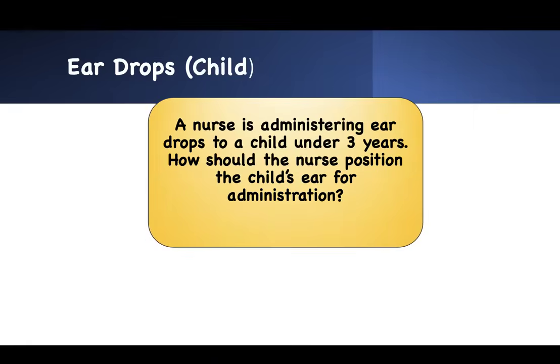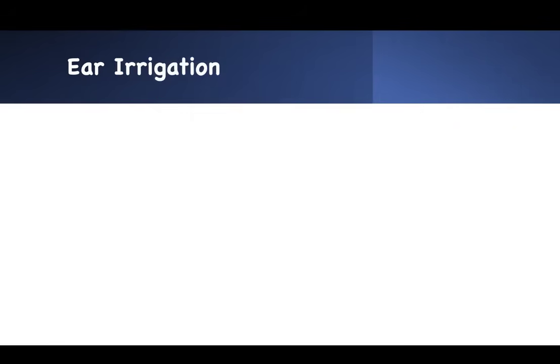Following that is a child. A nurse is administering eardrops to a child under 3. So it's younger. How should the nurse position the ear for the administration? Because the child is younger, you're going to go down. So down and back, down and back. This is a very straightforward question. You should not mix that up. And I know by the end of this, you've mastered it.